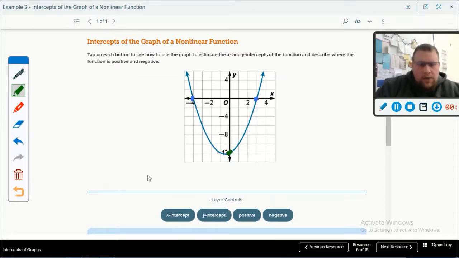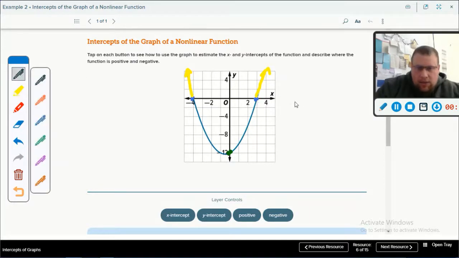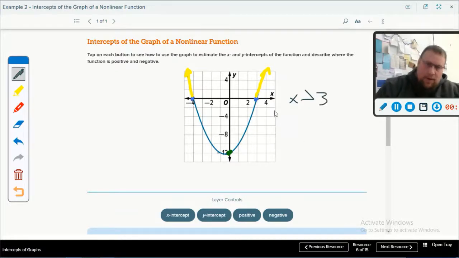And then it says, where is it positive? Well, it is positive where it's above the x-axis, but notice that's in two different areas. So if I were to write this down, I'd say it's positive, that's at 3, where x is greater than 3. You know what, I'm going to label this intercept right here. This intercept is 3, 0. And this x-intercept is negative 4, 0. I'm doing this on purpose. I want to show you all something.